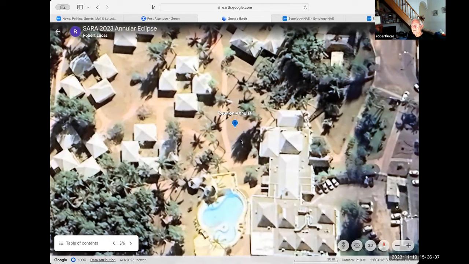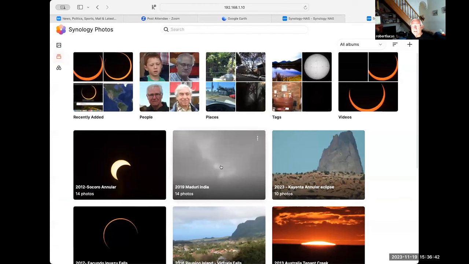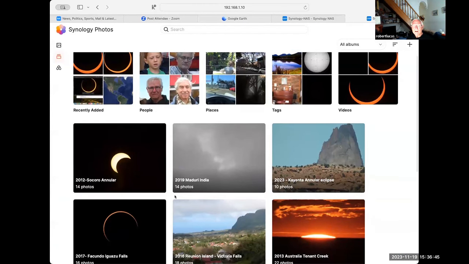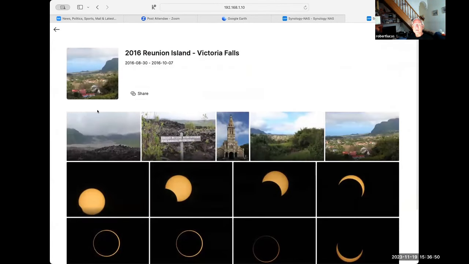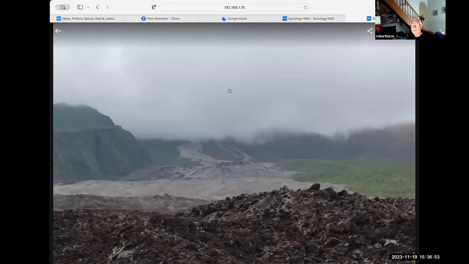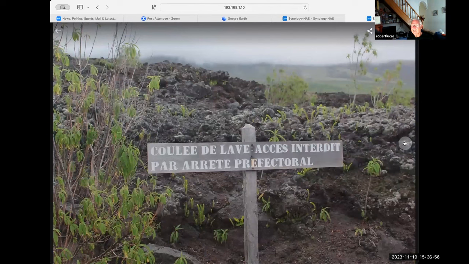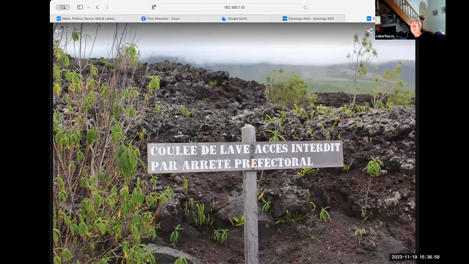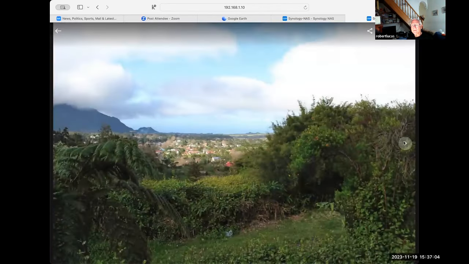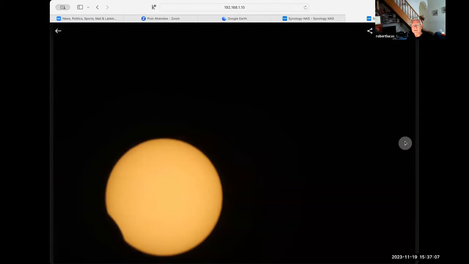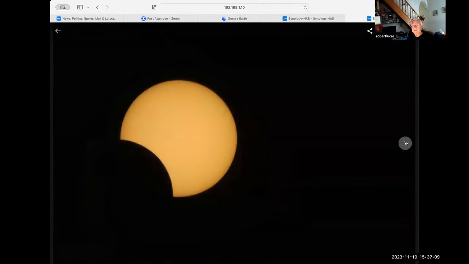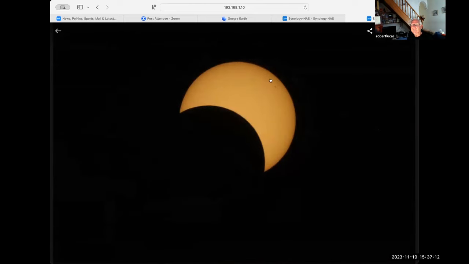So this is an annular eclipse again, and we went to Reunion Island, east of Madagascar. This is marching around the island, taking a look at things. What was interesting was we went to see the volcano here, and a couple of days after we left, the volcano erupted. Okay, you can see there's another bite. Now there's a little bit more. Now you can start to see some sunspots and stuff.